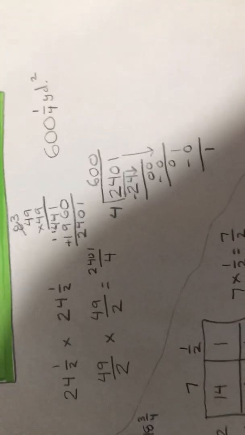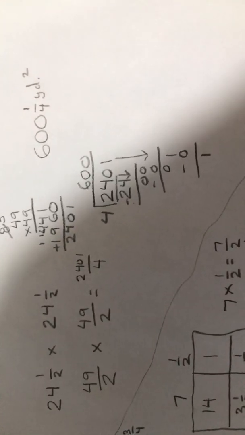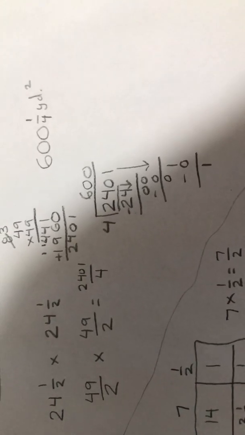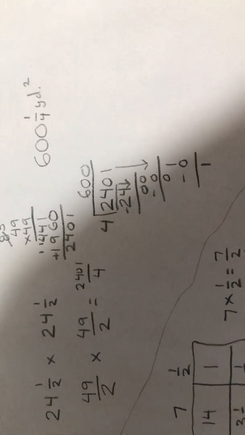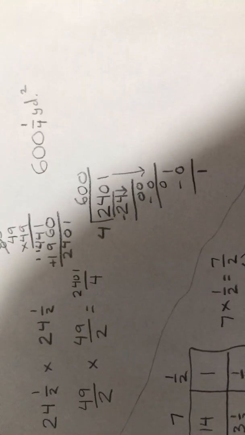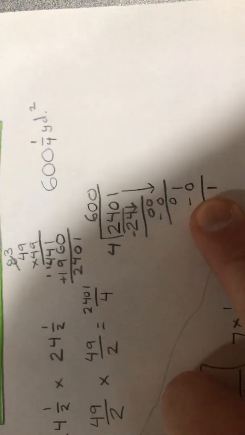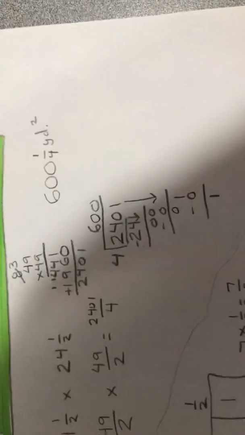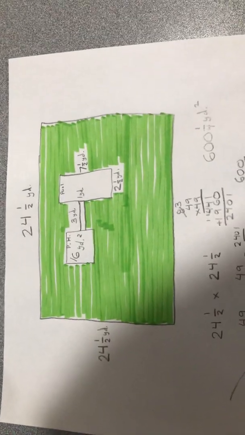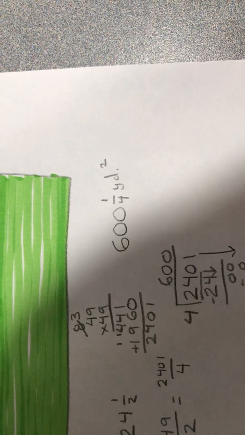So then from there, I divided. I did 2,401 divided by 4, and I got 600 for a quotient. And I had 1/4 left over. Notice the 1 is my remainder, 4 is my divisor. Those are represented as my numerator and denominator. So the entire area of his yard is 601/4 yards squared.